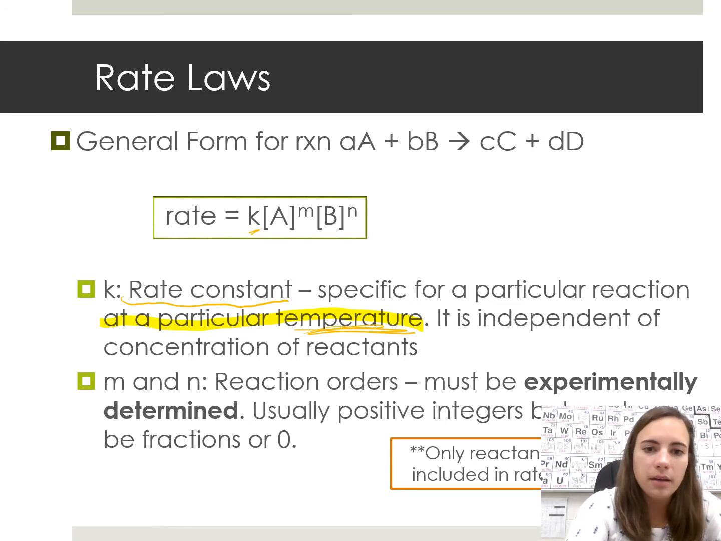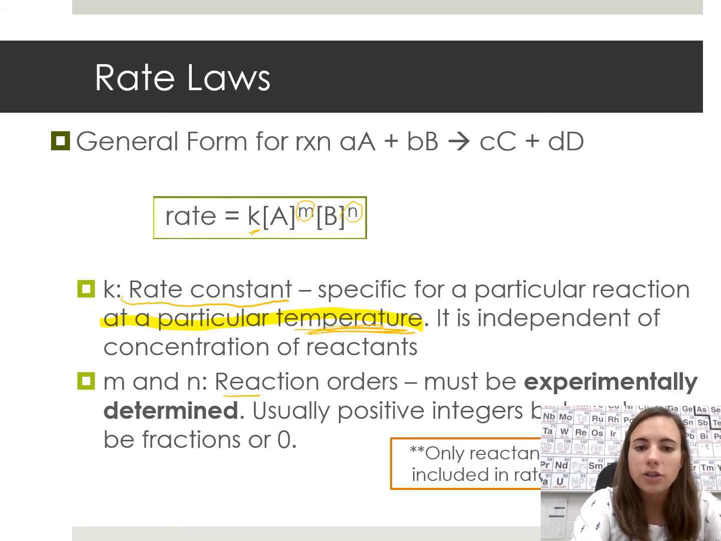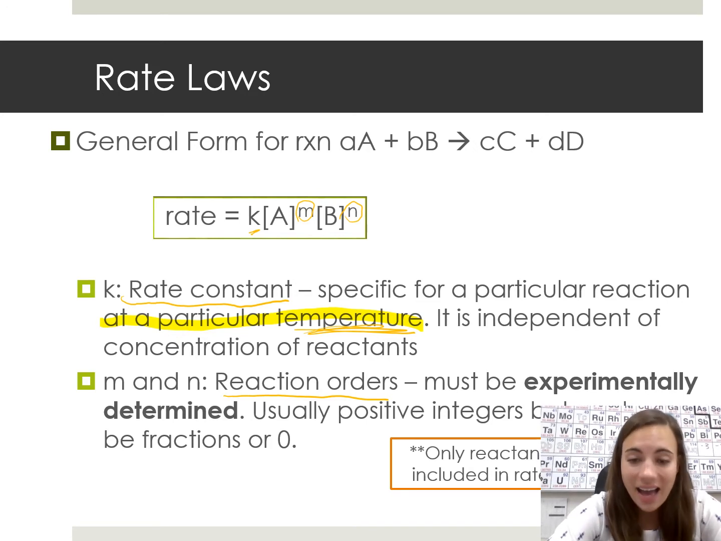Then M and N, these exponents here, are what we call reaction orders. These have to be determined experimentally. Later in this unit, we'll talk about a way that we can predict what the rate law might be, but it cannot be proven unless done so experimentally. Almost always, these are going to be positive integers. Sometimes they're zero. Every now and again, they are a fraction, but we will never see that in this class, okay? They're always going to be either zero or positive whole numbers.